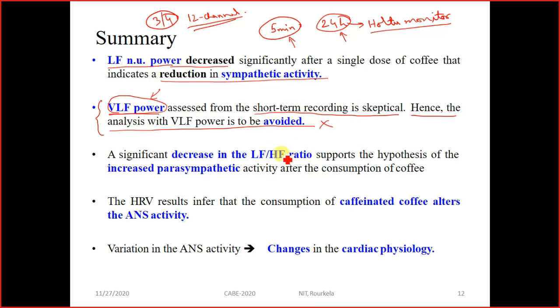Then we found that there was a significant decrease in the LF by HF ratio. The LF by HF ratio shows the dynamicity either towards parasympathetic or towards sympathetic activity. Over here we found that there was a decrease in the LF by HF ratio as compared to the previous one. This suggests that there is an increase in the parasympathetic activity.